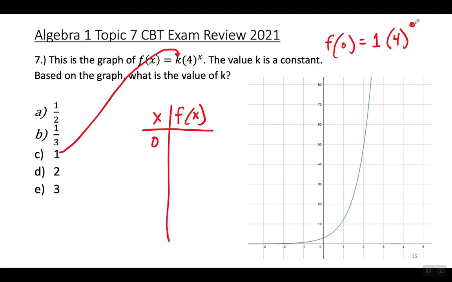Alright, so what's 4 to the 0 power? 4 to the 0 power is 1. 1 times 1 is 1. So when x is 0, f of x is 1. That doesn't look right. That would be like down here. Actually, I just thought of the best way to do this. My bad. I meant to say this and I forgot. Sorry. All right, look. Here's what I meant to say.